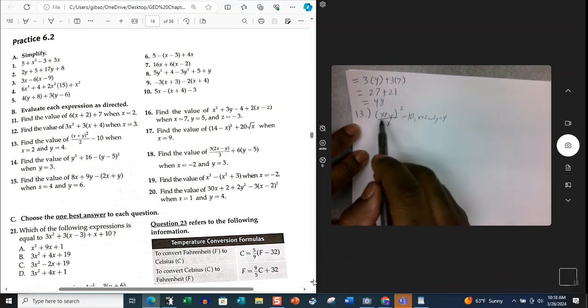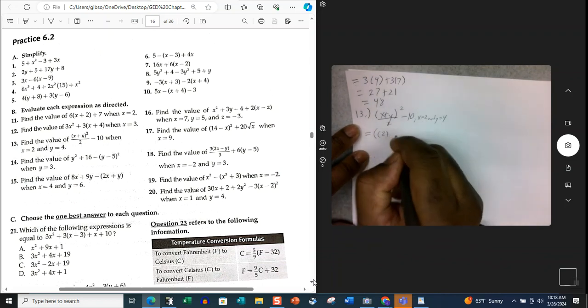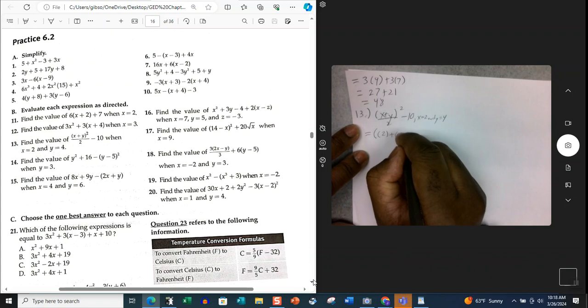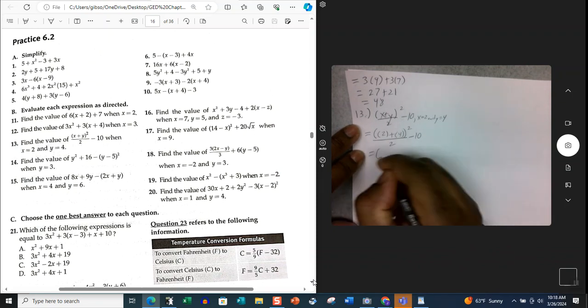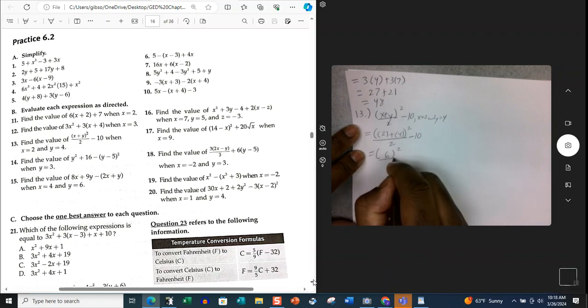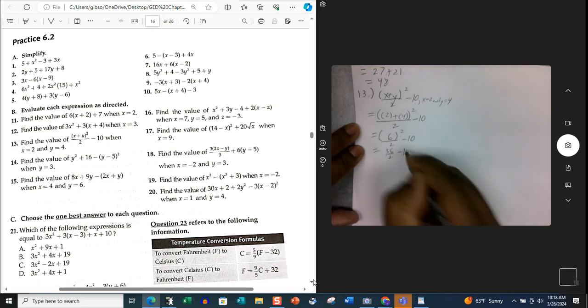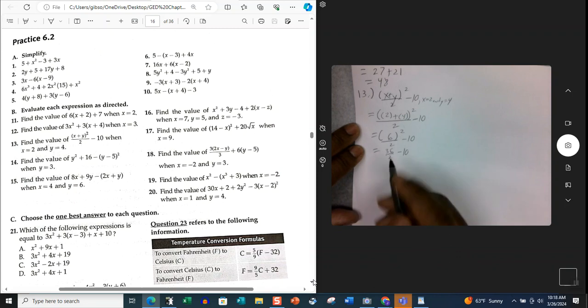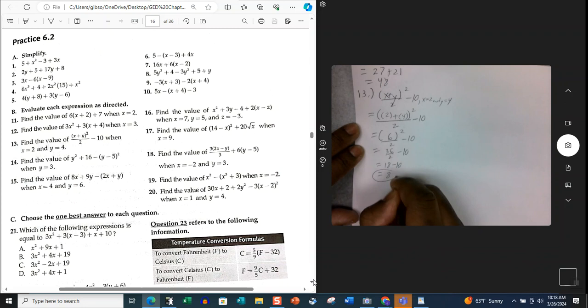X is 2 and Y is 4. So now we solve this. We substitute first, so X is 2. Then we substitute in 4 for Y, all over 2 minus 10. So in parentheses, this will be 2 plus 4, which is 6, squared over 2 minus 10. 6 to the second power is 36, divided by 2 minus 10. 36 divided by 2 is 18, minus 10 will give you 8.